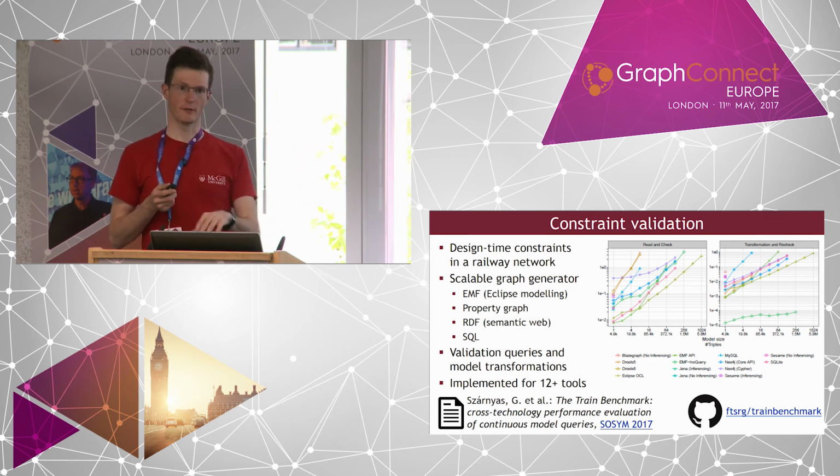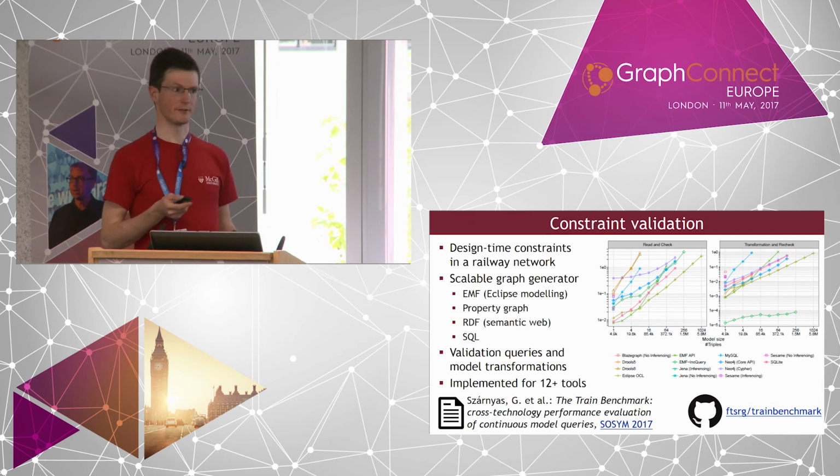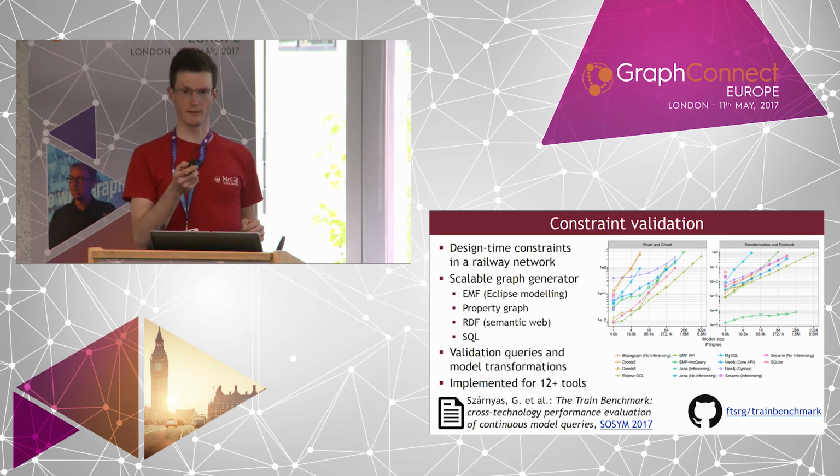Eclipse modeling, relational databases, and of course property graphs. This is available as an open access paper, so you can go to Springer and download it, and also the source code is open source.